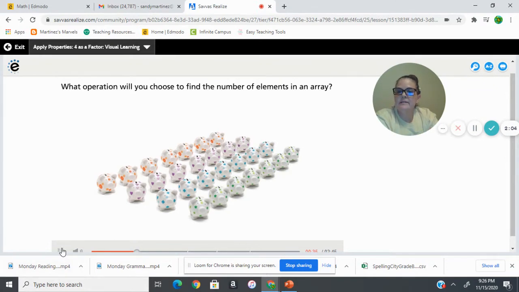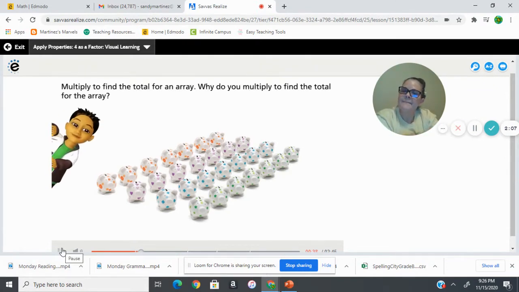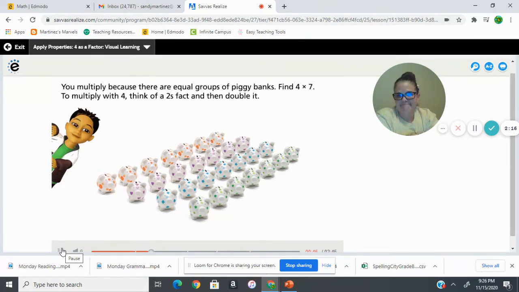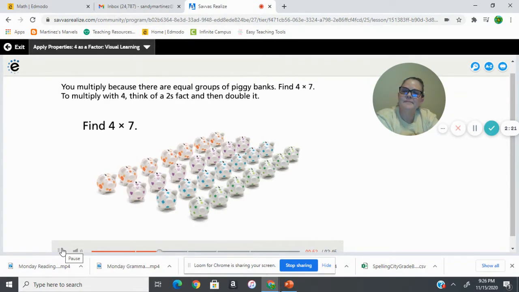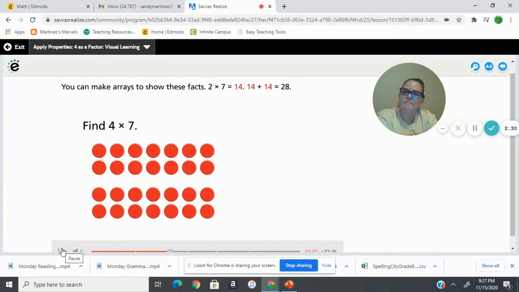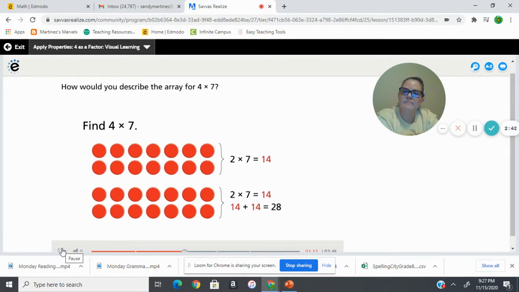So let's go ahead and keep going. Multiply to find the total for an array. Why do you multiply to find the total for the array? Okay. You multiply because there are equal groups of piggy banks. Find 4 times 7. To multiply with 4, think of a 2's fact and then double it. You can make arrays to show these facts. 2 times 7 equals 14. 14 plus 14 equals 28. How would you describe the array for 4 times 7?